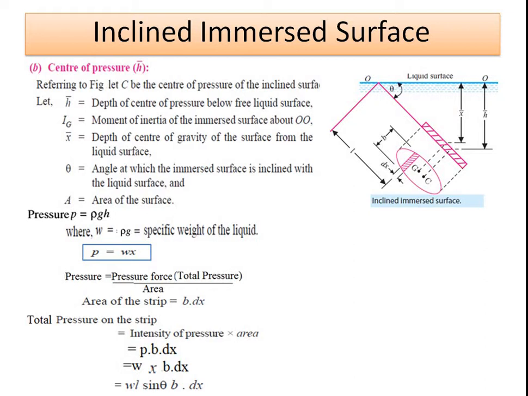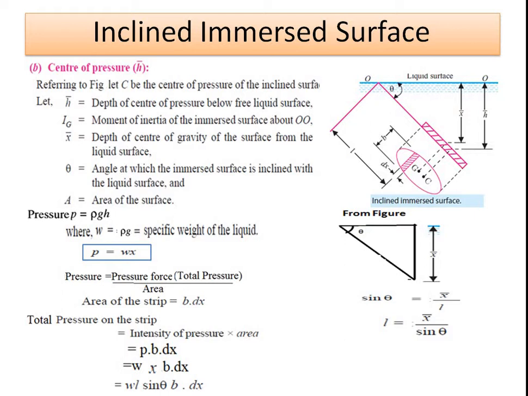Now again we know how to calculate the total pressure on the strip. So the total pressure on the strip is nothing but intensity of pressure into area. We know that intensity of pressure is nothing but P and area is nothing but B into dx, width into depth. So total pressure can be calculated by putting the value of P as W into x into B into dx, which is given as W into L into sin theta into dx.